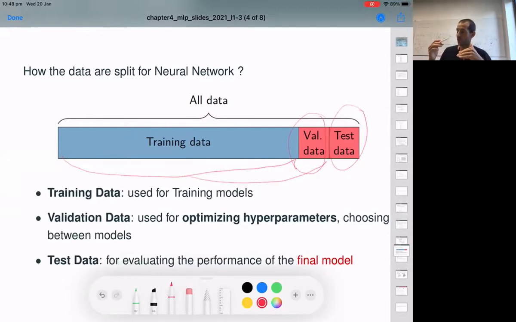The training data is used for training the model. The validation data is used to choose between different settings of your model, such as the learning rate, the dropout parameter, the number of layers, the number of units, and so on. Based on the validation data, you choose the best model. For the final model you have chosen, you can evaluate the performance with the test data. Always like this. Well, most of the time. Don't ever say always.